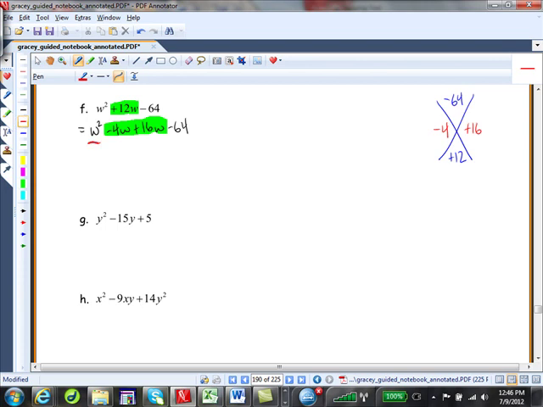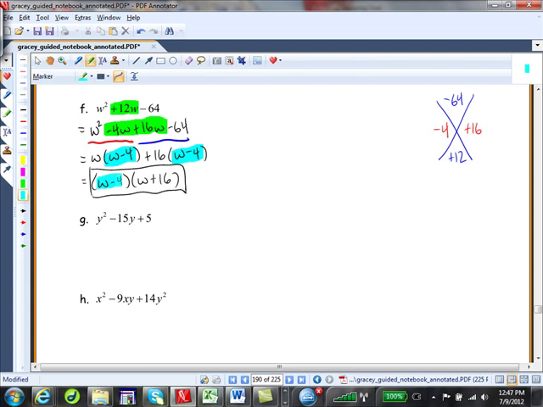So red group and blue group give us w times (w minus 4). And then we can factor out a 16 and we're left with w minus 4. So that gives us a common binomial factor of w minus 4. So we get w minus 4 times w plus 16. How'd you do? I bet you guys did great. And again, this is what we had factored out.